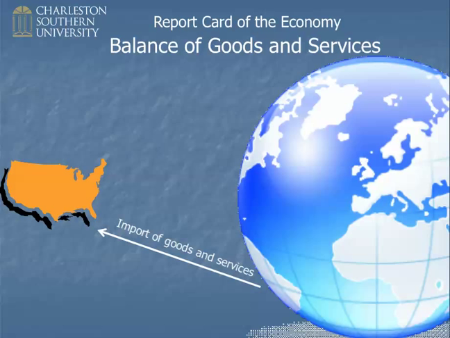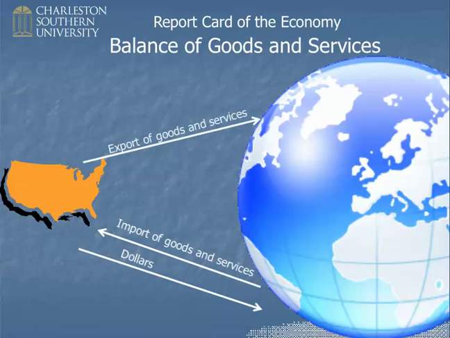So we import physical goods and services, and we pay for that with dollars, and then we sell physical goods and services to the rest of the world, and we receive dollars for that. So the balance on goods and services looks very much like the merchandise trade balance, the only difference being that the balance on goods and services includes services, both physical goods and services.